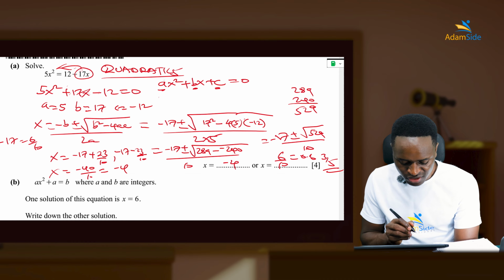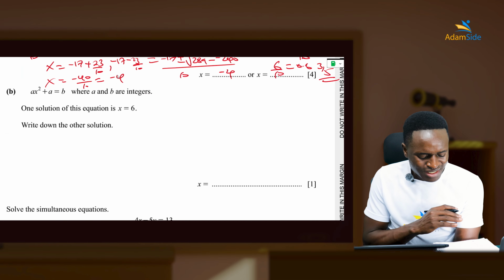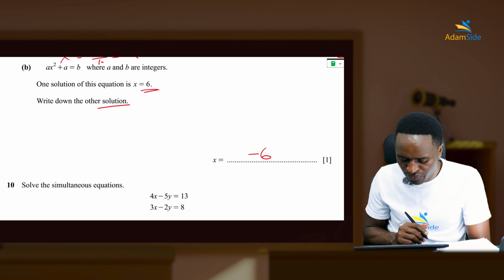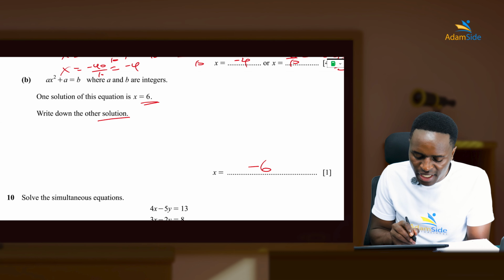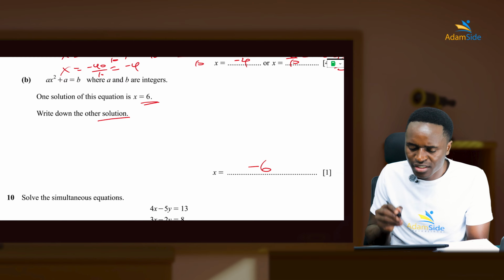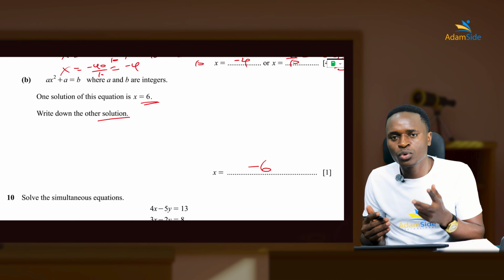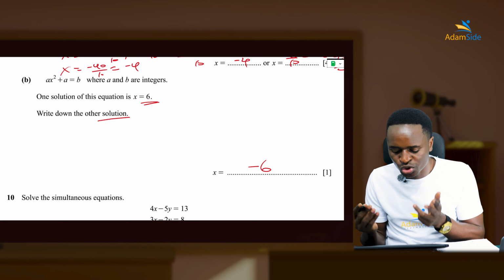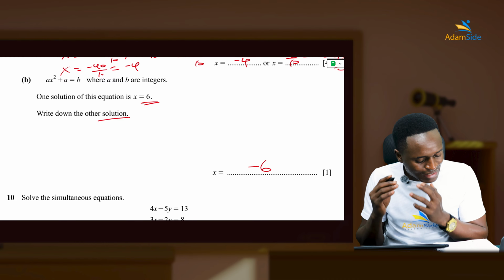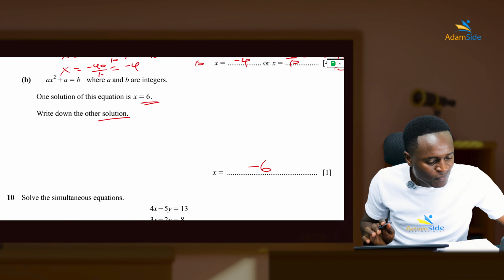Then, where a and b are integers, one solution of this equation is x is equal to 6. Write down the other solution. This is very simple. If you're asked that one solution is 6 and to write down the other solution, it's easy. Just say negative 6. There's nothing to hide there. So ax squared plus a is equal to b, where a and b are integers. When you're given a quadratic, it will always have a positive and negative solution. So if one is positive, then one will be negative. So you just say negative 6 as your answer.